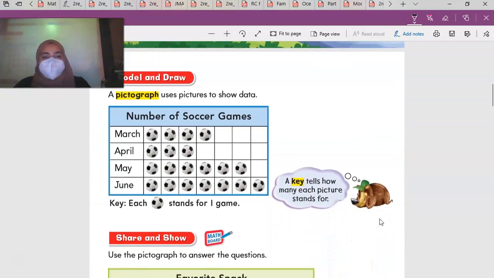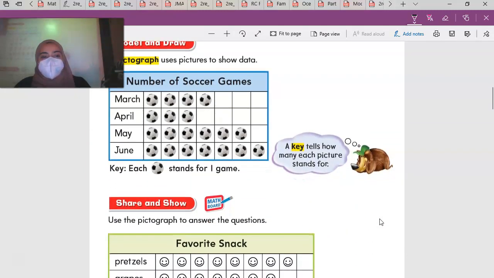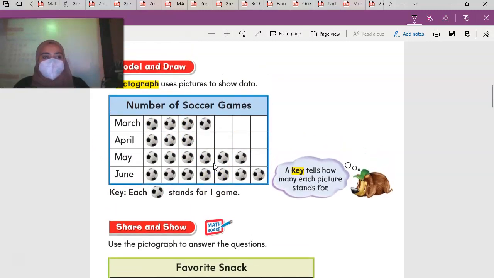A pictograph uses pictures to show data. So here, the number of soccer games, they're using the soccer ball to show us how many soccer games. Now, what's very important when you're reading a pictograph is to always look at the key. This is the key. Each ball stands for one game.